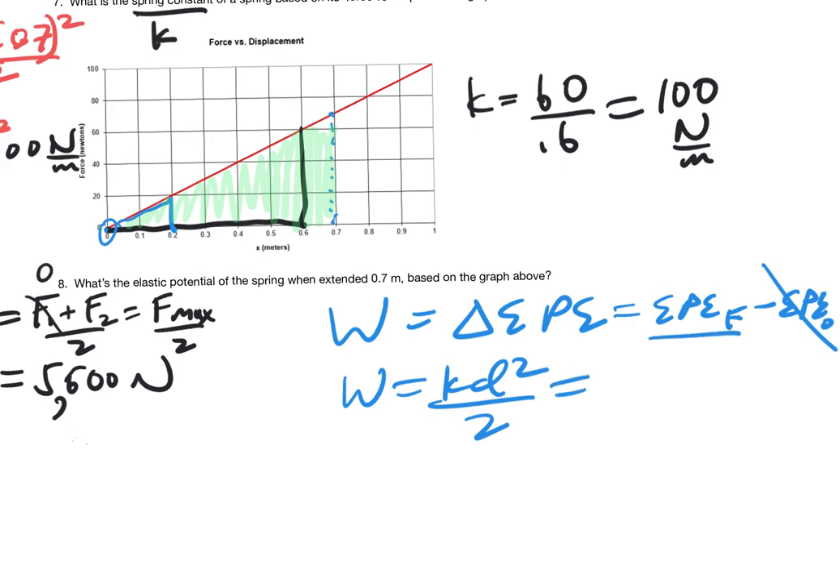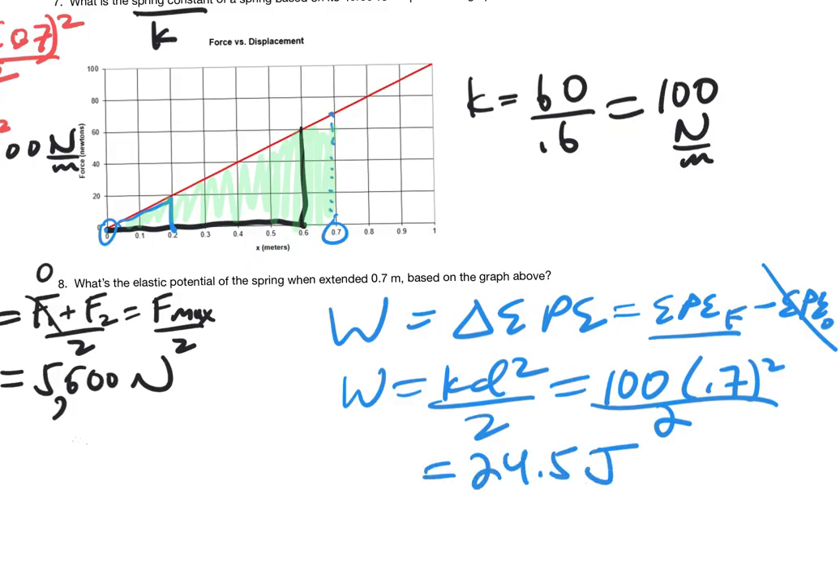So that'd be, the K is 100 times the D squared. That's 0.7 right here. And then divide by 2. So 50 times 0.7 squared is 24.5 joules. So that's what the EPE is, or change in EPE, because they both equal.